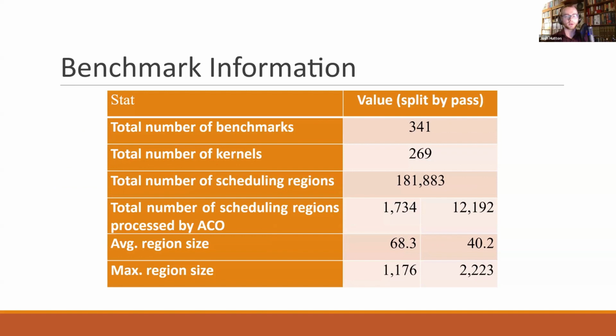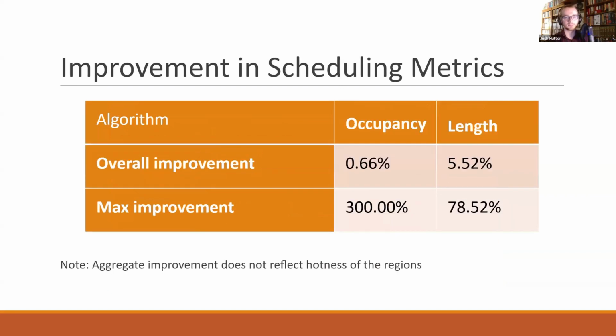There were 341 benchmarks that we ran, consisting of about 182,000 regions. We ran ACO on about 2,000 regions in Pass 1 and 12,000 regions in Pass 2. We had an overall improvement of 5.5% in schedule length and 0.66% improvement in occupancy compared to AMD's scheduler. I would also like to mention that small aggregate improvements can still lead to large execution time improvements if the region being scheduled is hot.